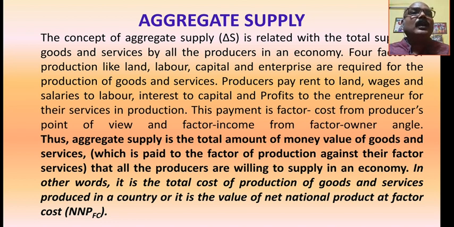Already I have told. And if NFIA is 0, because you know in national income NNPFC is equal to NDPFC plus NFIA. अगर NFIA 0 होता है तो हमारा NNPFC और NDPFC दोनों बराबर होगा. So you can think that this aggregate supply is nothing but it is the NDPFC if NFIA is absent, or if NFIA is present, it is NNPFC. Okay.